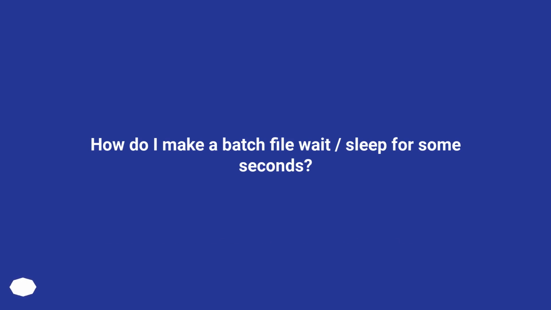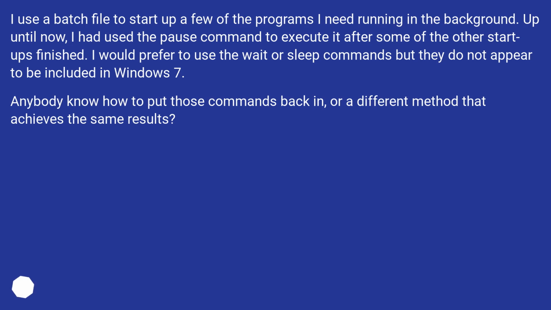How do I make a batch file wait, sleep for some seconds? I use a batch file to start up a few of the programs I need running in the background. Up until now, I had used the pause command to execute it after some of the other startups finished. I would prefer to use the wait or sleep commands, but they do not appear to be included in Windows 7. Anybody know how to put those commands back in, or a different method that achieves the same results?